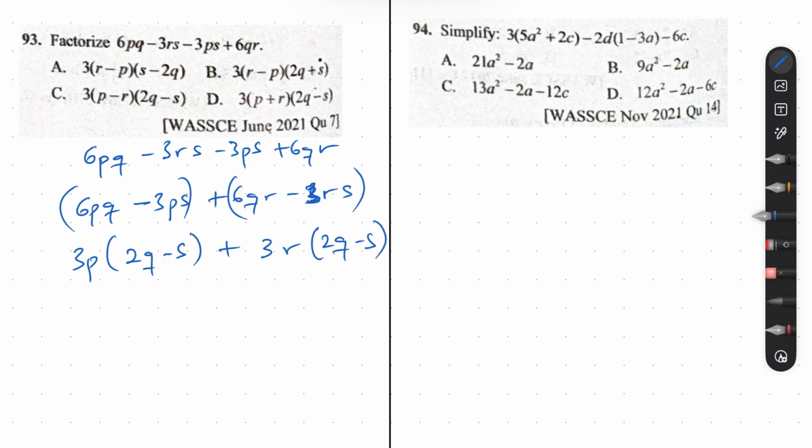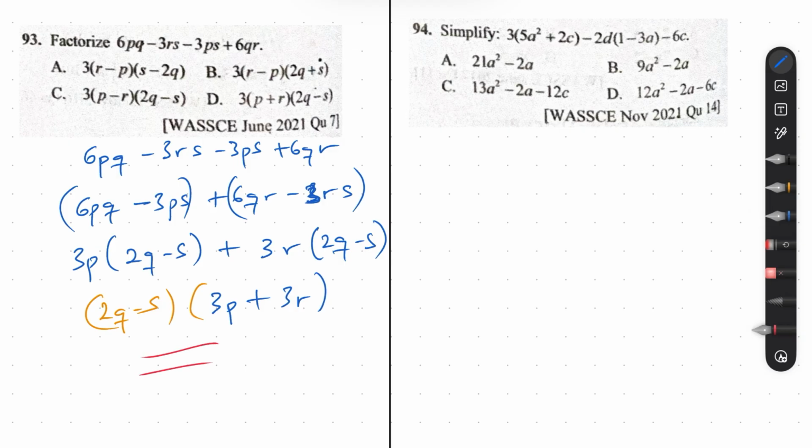Okay, so in these two terms, what is common? 2q minus s is common. So we factor that out. Then what is remaining here is 3p. If you factor 2q minus s out, you have 3p plus, and then here we are left with 3r. So plus 3r. So that is our answer.